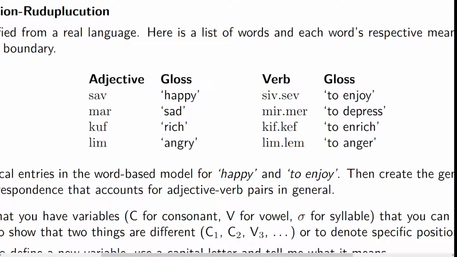So sav goes to siv-sev, mar goes to mer-mer, kuf goes to kif-kef, and lim goes to lim-lem. When I see this, I'm looking for common patterns. So I see this as some type of reduplication because sav becomes siv-sev, mar is mer-mer. There's a lot of similarities there. What's changing is the vowel. So siv-sev is I then E. Mer-mer is I then E. Kif-kef is I then E. Lim-lem is I then E in terms of the letters.